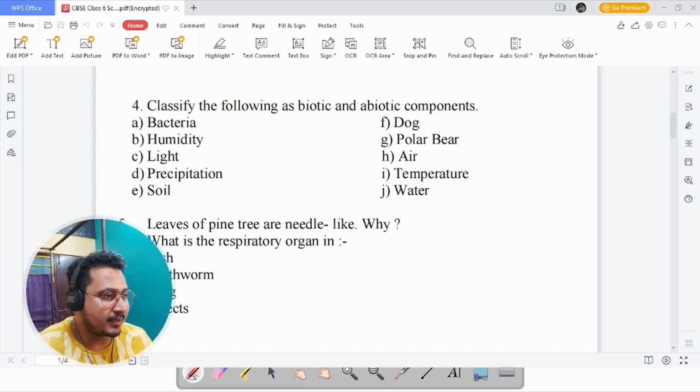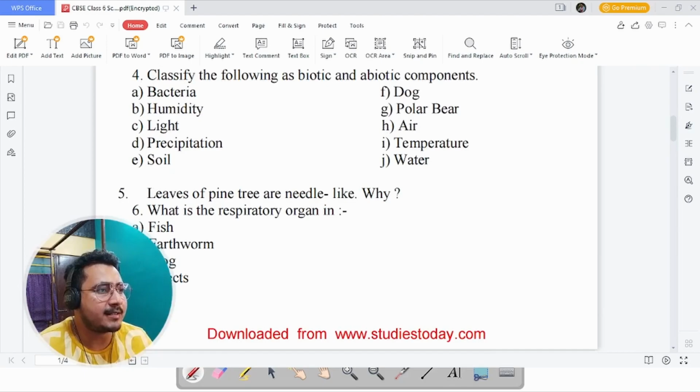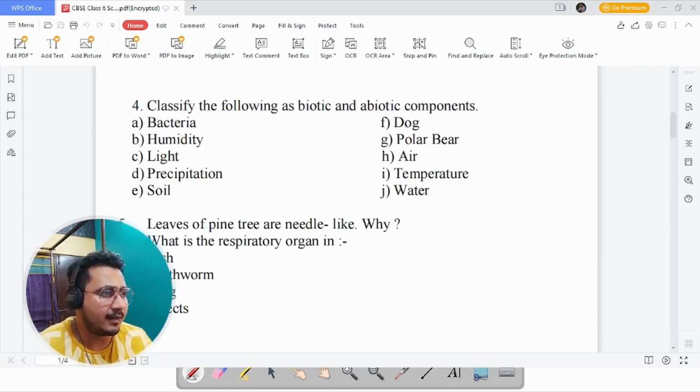So that is a very unique thing among the plants. Now the next thing is the leaves of pines, needles, pines and needle-like. The leaves of pine trees are needle-like because they are in mountains. So when it snows, the needles can dust the snow off themselves. Very good. That is actually the reason. That is good. That's what we call adaptation.